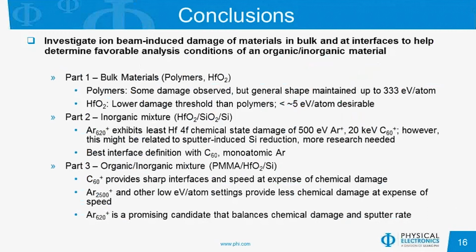We find that the C60 provides the sharpest interface and speed. However, we have observed that there is more chemical damage, and we also have the contribution of carbon into the film. With the low energy GCIB, we observe less damage, however, at the expense of a very slow sputter rate. The high energy GCIB, the argon 620 cluster operated at 20 keV, is a promising candidate that allows us to minimize damage while maintaining a reasonable sputter rate.